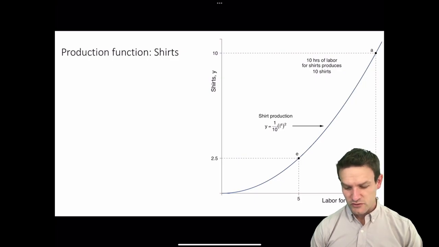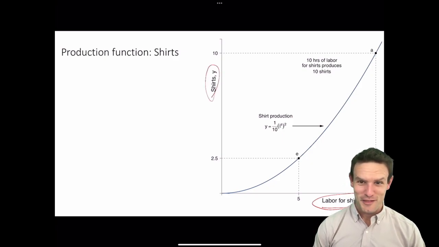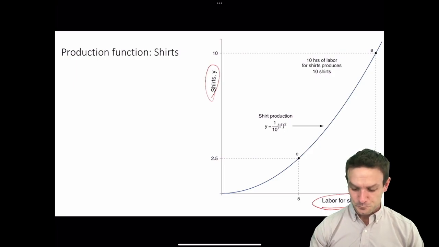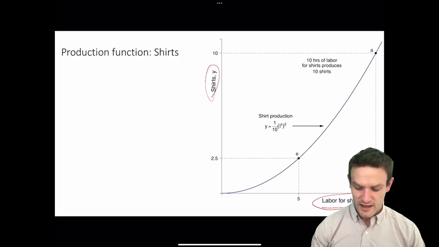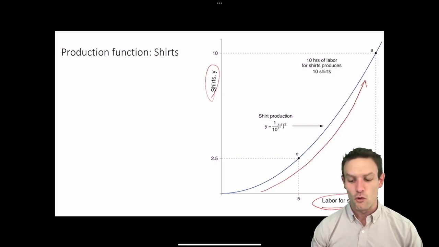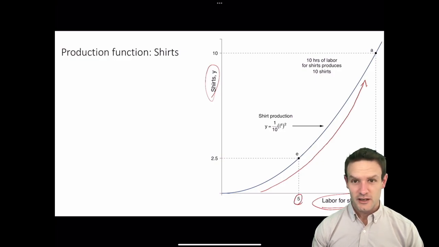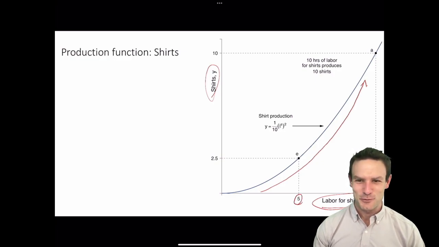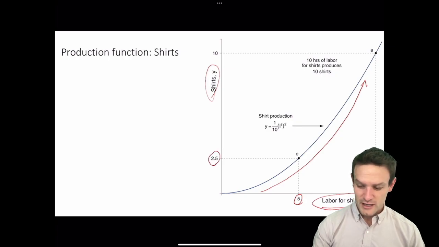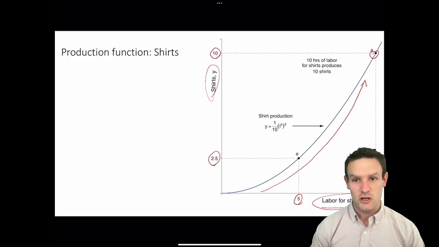Now with shirts, what have we done here? We've got the labor for shirts on the horizontal, and we've got the amount of shirts on the vertical. You'll see why we've got that a little bit later. But what you want to think about here is that as you devote more time to shirt production, you're getting more and more shirts. So at 5 hours of labor dedicated to shirt production, you get 2.5 shirts. But if you dedicate 10 hours to shirt production, you get 10 shirts.